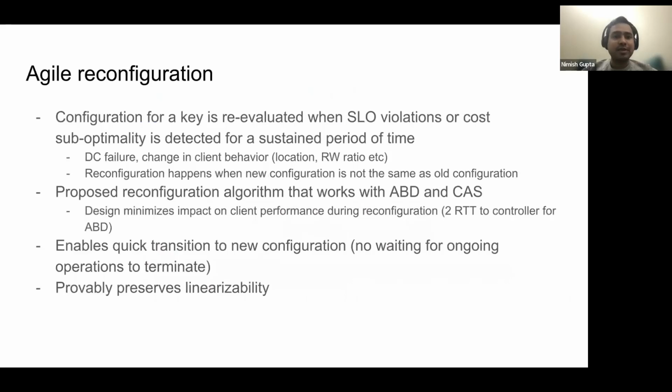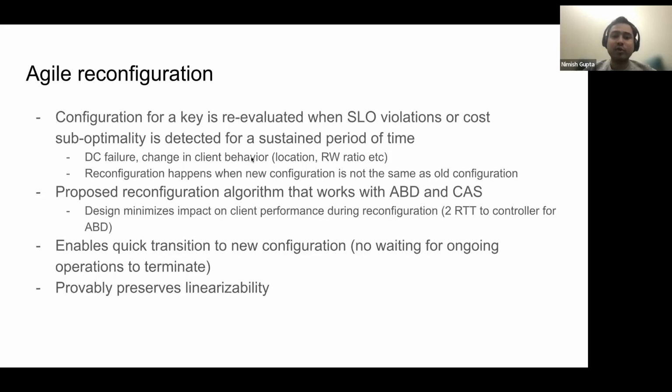Another feature of the design is reconfiguration. So configuration for a key is reevaluated when the latency targets are violated or cost is suboptimal, which is detected for a sustained period of time. And it can happen due to maybe there's a data center failure or a change in client behavior.